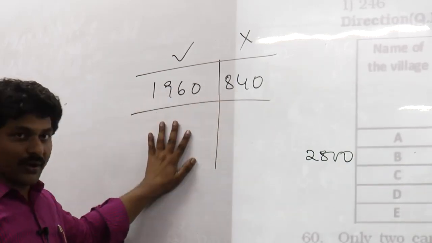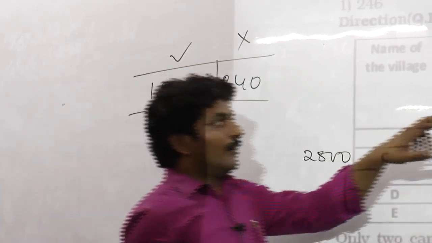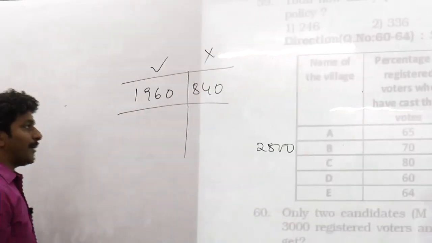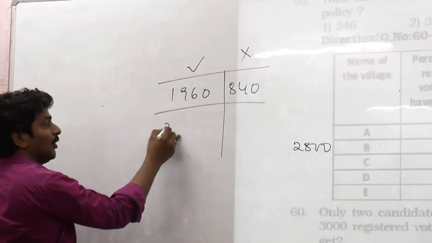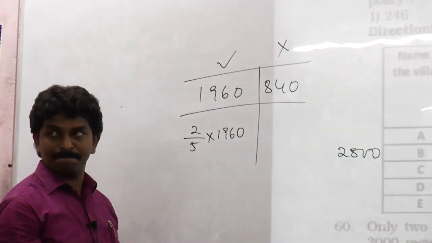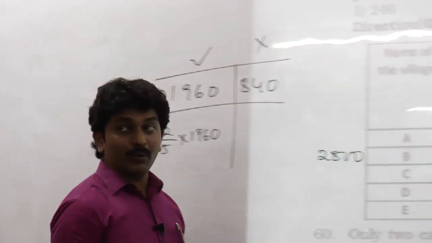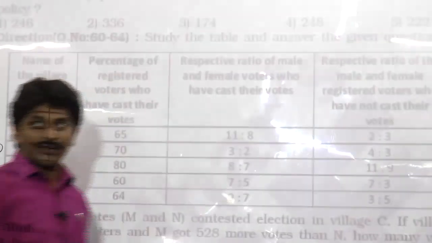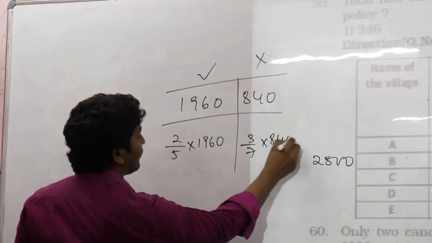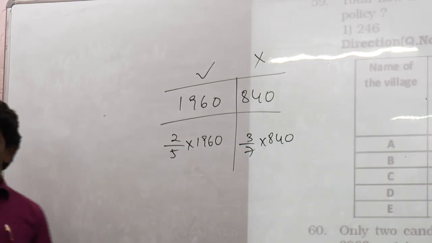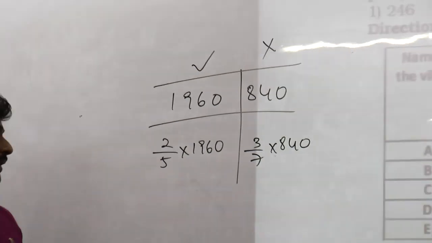And out of this, who have participated in election, male to female ratio becomes 3:2. So total how many parts we have? 5 parts, and out of that female are 2 parts among 1960. And out of 840 who have not participated, ratio between male to female 4:3. Female are 3 parts out of 7 parts among 840. And your question is about difference.